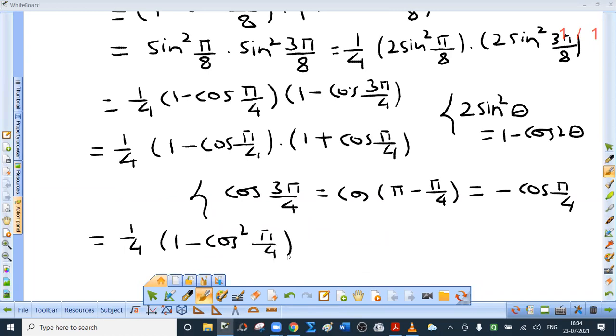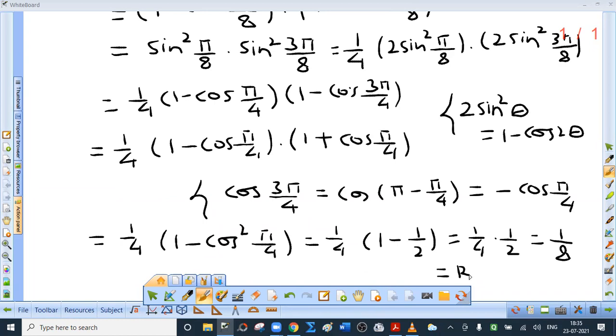What is cos pi by 4? It is 1 upon root 2. So what is cos square? Half. In exam it is better if you write that step also. Write in bracket 1 by root 2 and then its square. Now 1 minus half is half. So 1 by 4 into 1 by 2, that is 1 by 8, which is nothing but the right hand side. Isn't it interesting?